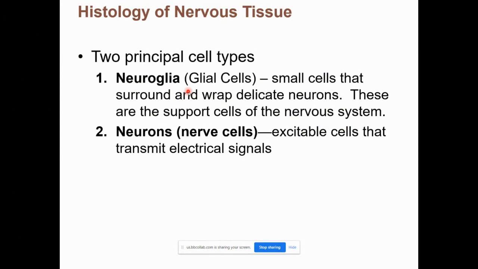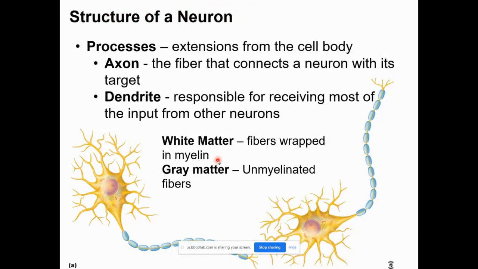So hold off on that. But the neurons are the excitable cells. I mean, they can send signals, electrical signals. Sometimes we call them nerve impulses. Sometimes we call them action potentials. But either way, those are the neurons. And that's what we're going to start with, the neurons.